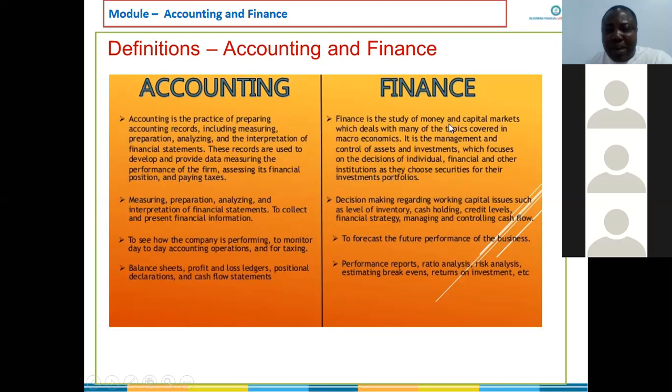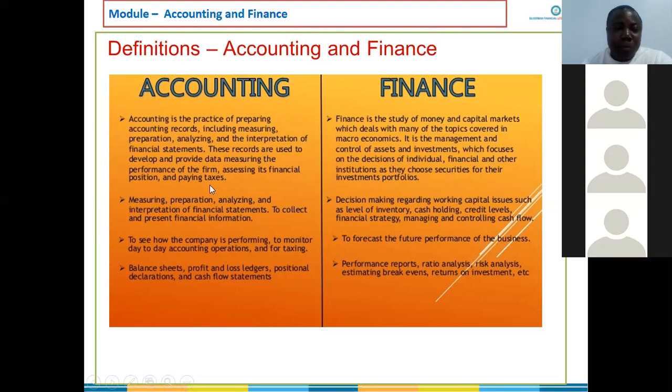Let's look at the finance side. Finance is the study of money and capital markets. We deal with many of the topics covered in macroeconomics. You see, I mentioned that it is a link to economics. It is the measurement and control of assets and investments, which focuses on the decisions of individuals, financial, and other institutions as they choose securities for their investment portfolios.